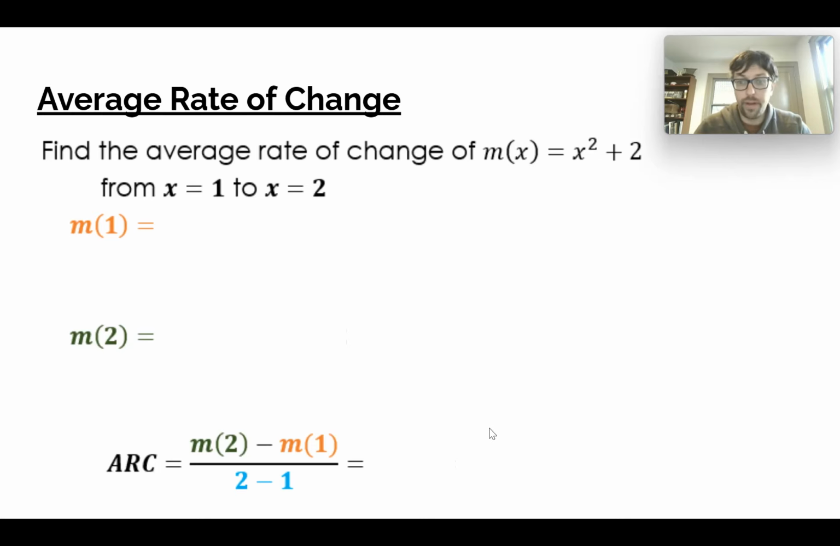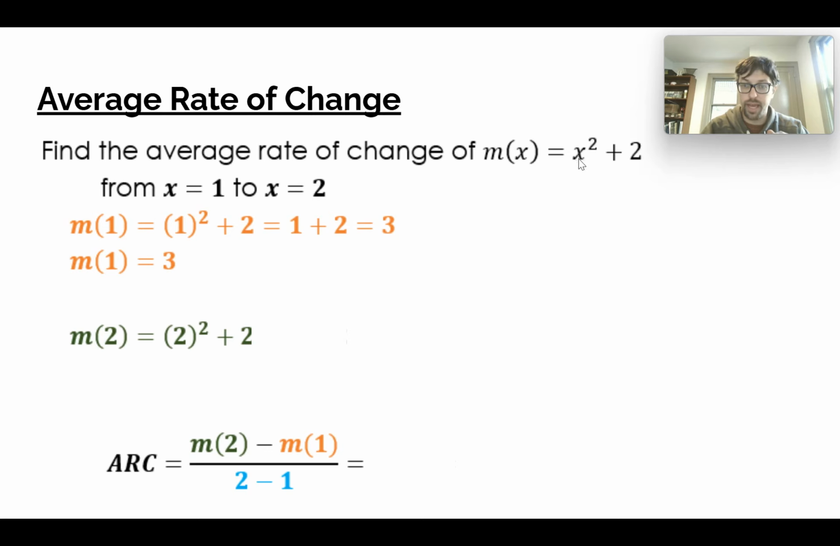In this example here, I want to find the average rate of change of m from 1 to 2. In order to do that, I want to first figure out what m of 1 is, then m of 2 is, and then I'm going to put those into my average rate of change formula down here. So we start with 1. We put in 1 where x is, so that's 1 squared plus 2, which is 1 plus 2, it's 3. So I know that m of 1 is going to be 3. And then I want to find m of 2, so I want to put in a 2 where that x is for m. So I'm looking up here, replacing that x with a 2. 2 squared plus 2 is going to get us 4 plus 2, which is going to be 6. So m of 2 equals 6.